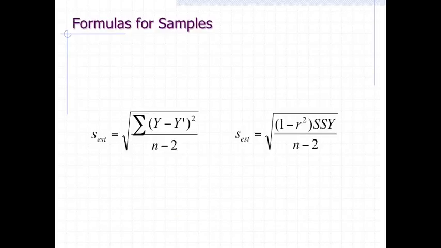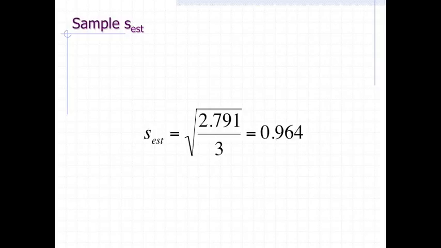Similar formulas are used when the standard error of the estimate is computed from a sample rather than a population. The only difference is that the denominator is n-2 rather than n. The reason n-2 is used is that two parameters, the slope and the intercept, were estimated in order to estimate the sum of squares. If our data had come from a sample rather than being from a whole population, we would divide by 3 instead of 5, and the standard error of the estimate would be 0.964.